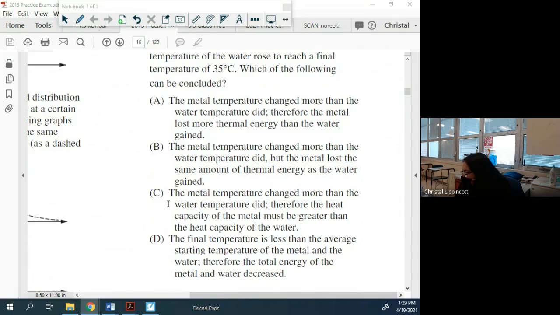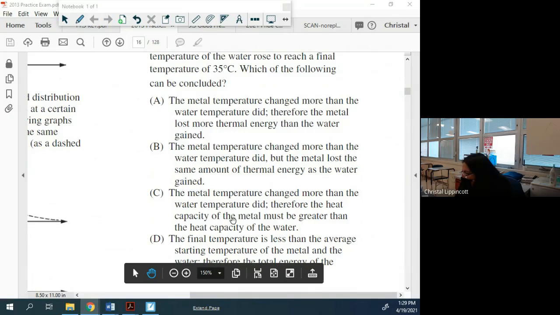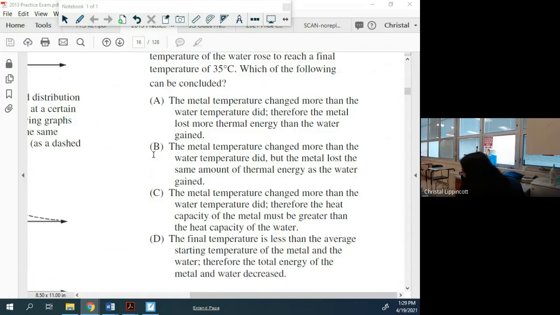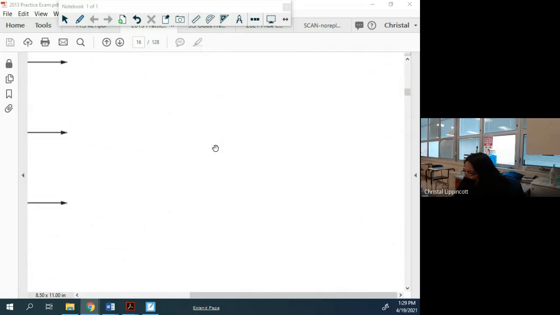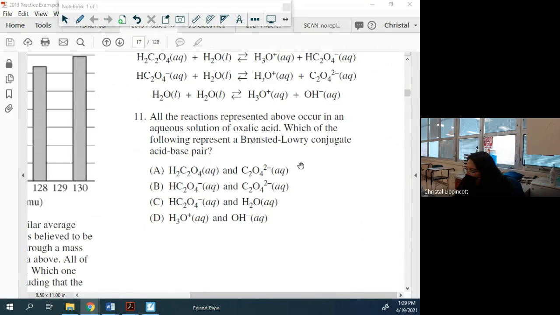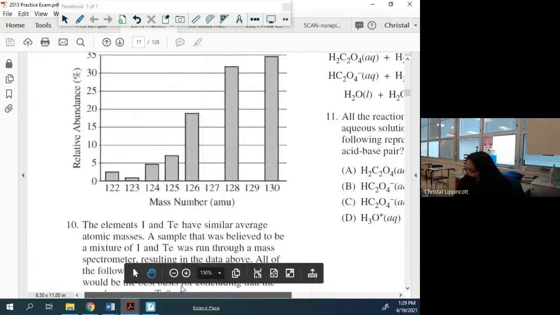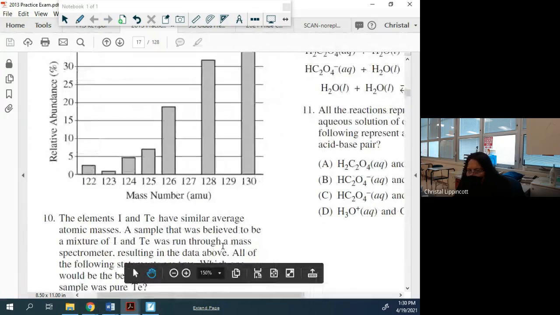I like that guy. The heat capacity of the metal must be greater than the heat capacity of the water. No, if that was the case, then the water's temperature would have risen higher than the metal had lost. So it has to be B. Good? All right, see what you can do for number 10. This is a doozy.